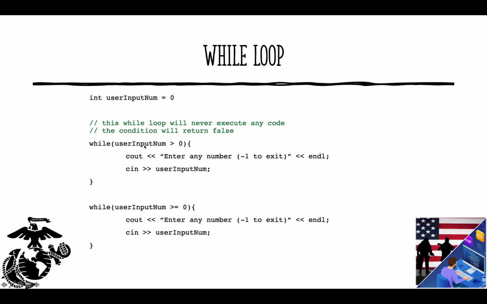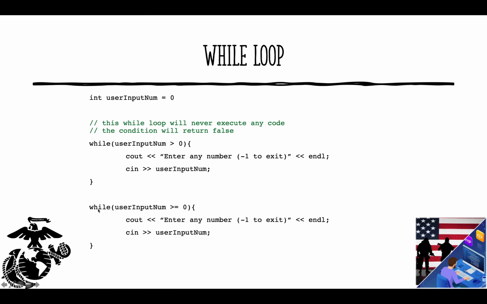That's going to be false. 0 is not greater than 0. This would not return true. This would return false. So this while loop will never execute any code because the condition will return false. Because its very first check returns false, this code will never be executed.